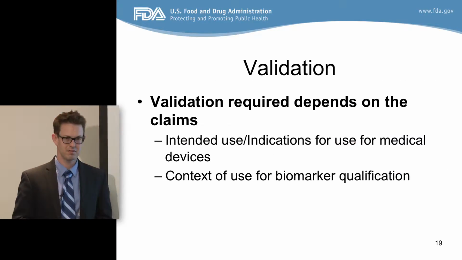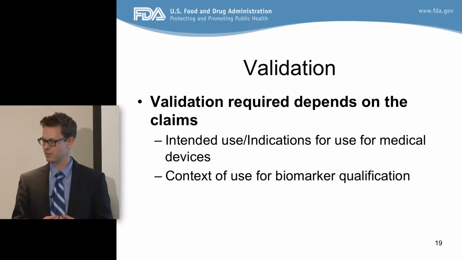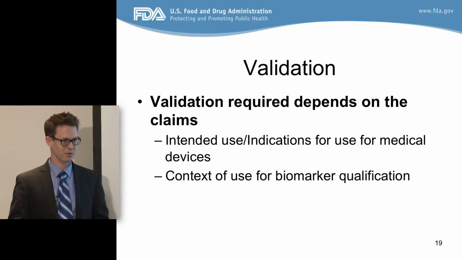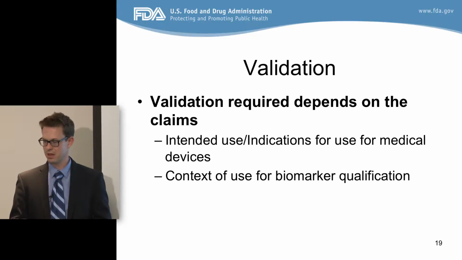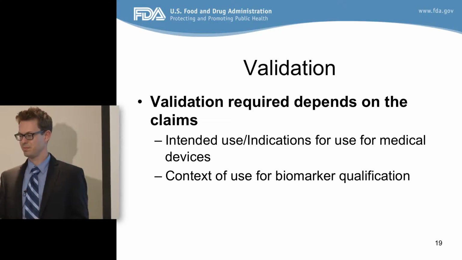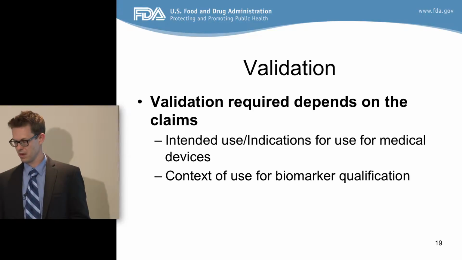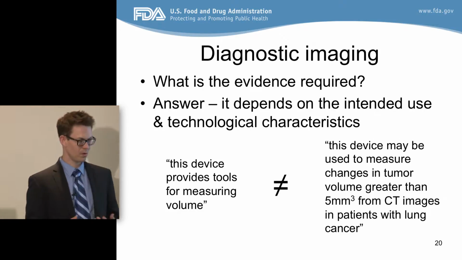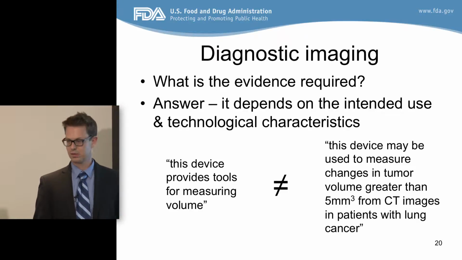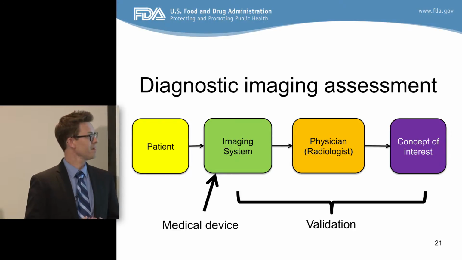So as Robert mentioned, the validation really depends on the claims you're making. So for a medical device, this depends on the intended use or indications for use. I know a little bit about the biomarker qualification for drugs. There's also a biomarker qualification for medical device development tools. And in that, they have a different term. We call it a context of use. But it means similar things: what are you describing? What is your tool? What is the biomarker doing? So the validation depends on it. So again, what's the evidence required? Well, it depends on the intended use. So we'll look at it differently.